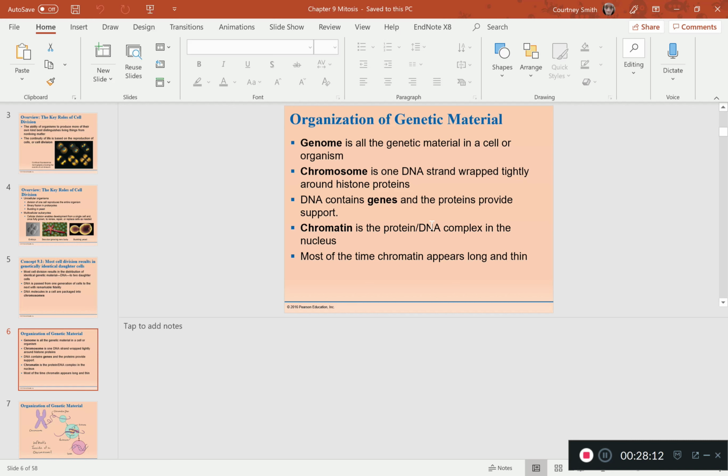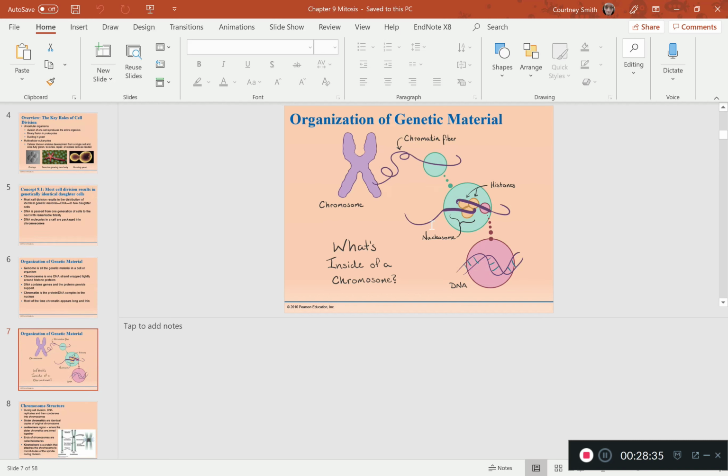Or like a muscle cell, the whole purpose of a muscle cell is to be able to contract and relax, and so on and so forth. So in living organisms, the genome is stored in a molecule that is called DNA. And then a chromosome is one DNA strand wrapped tightly around histones, which is this. So we have a whole chromosome, so that's the big picture.